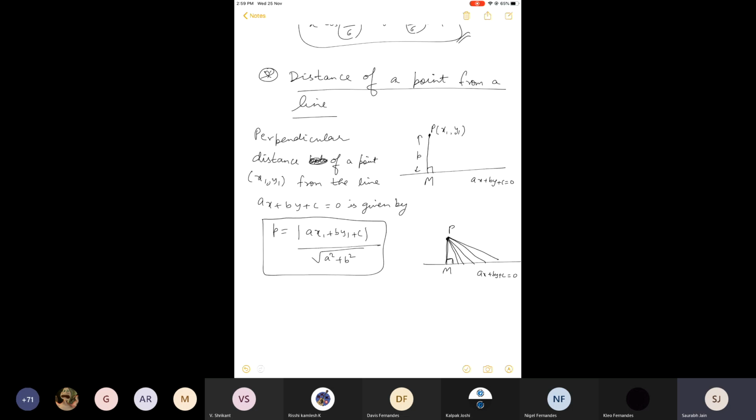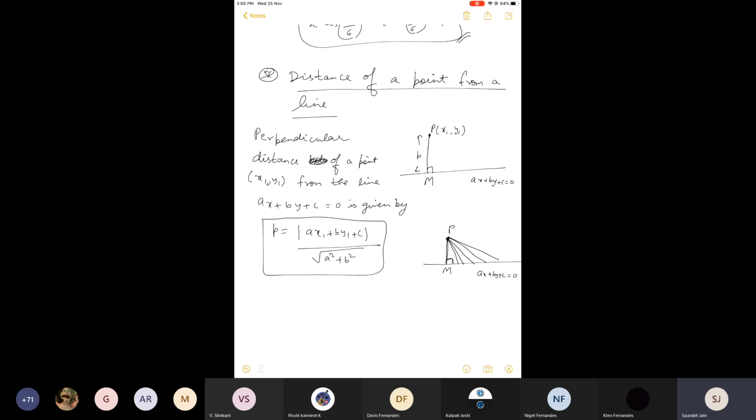So if you look at the formula, you need 2 things only: one is the equation of the line and the second is the coordinates of the point. What about the numerator of the formula? Very easy. To remember the numerator, you take the expression of the line, that is ax plus by plus c, and in place of x and y you put x1 and y1. So it becomes ax1 plus by1 plus c. Its mod is the numerator of the formula, divided by under root a square plus b square. What are a and b? a and b are the coefficients of x and y from the equation of the line.